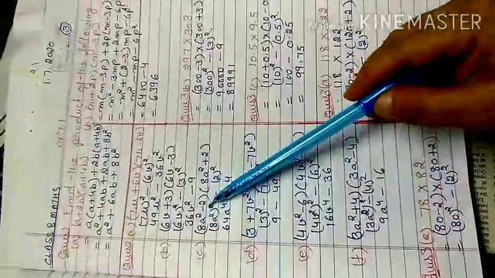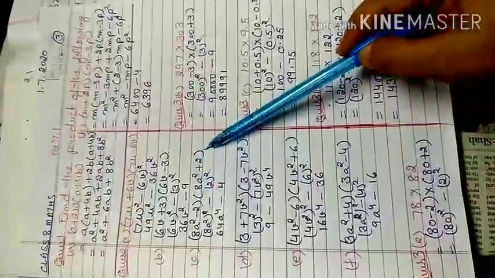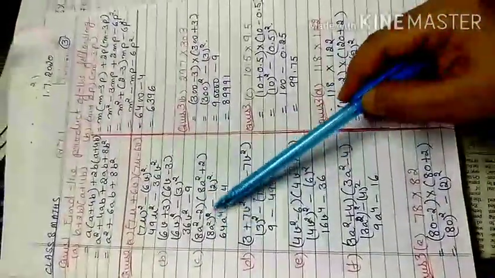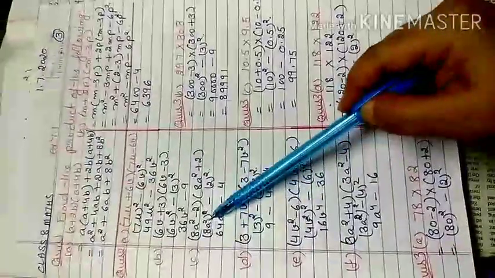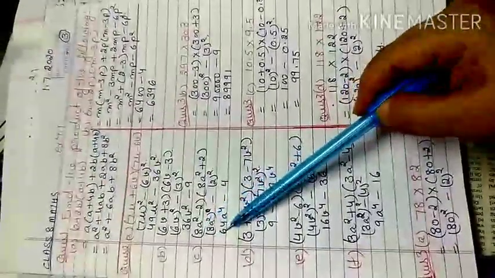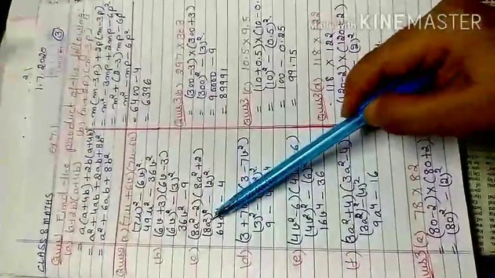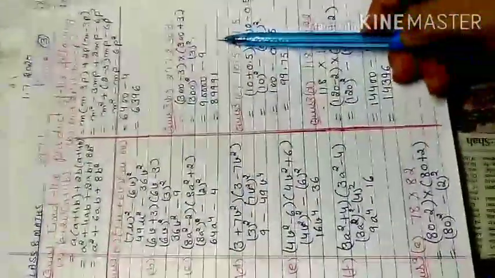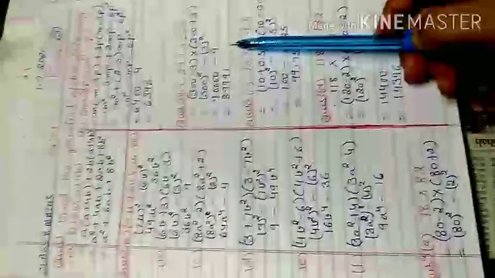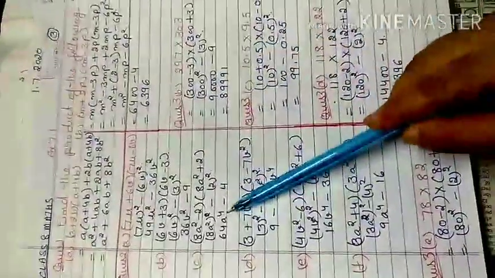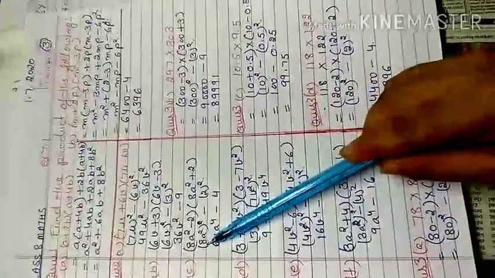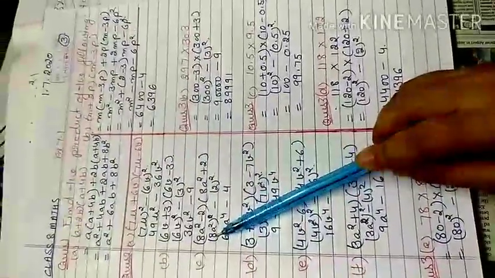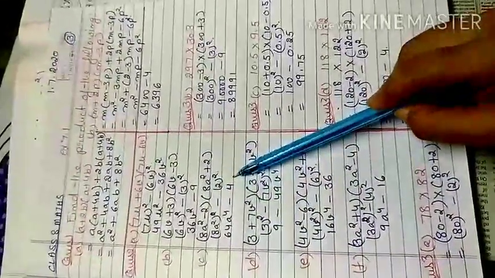Here also we have (8a square - 2)(8a square + 2). So it is 8a square whole square minus 2 whole square. When you square this, 8 squared gives me 64, and a square with the power 2 multiplies to a to the power 4, because if a base term inside a power is there, you multiply the outside power. The 2 also applies to the 8, so 8 is also multiplied two times. Here 2 square is 4.